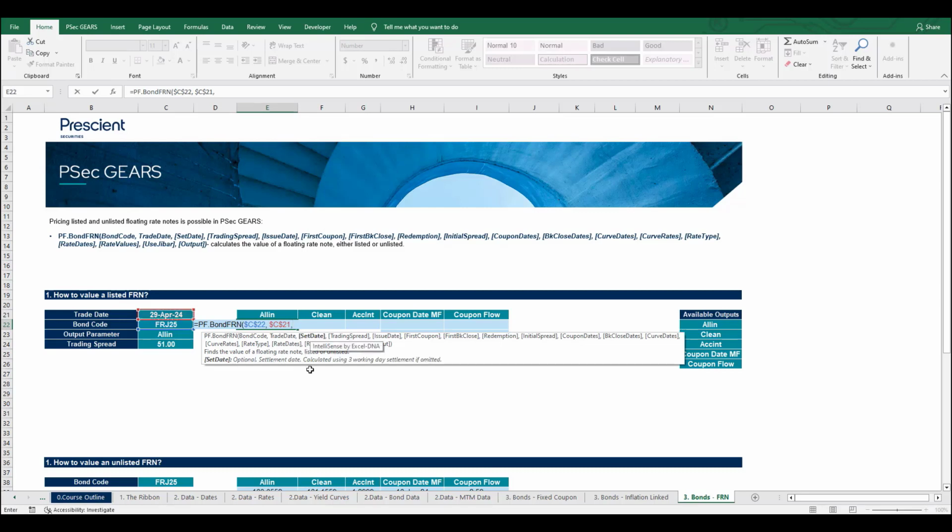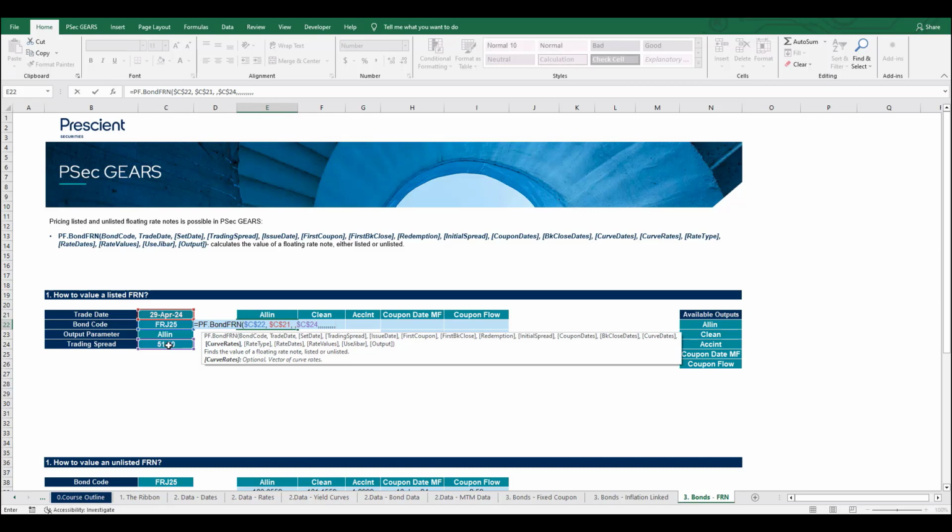If you remember correctly, these brackets mean that these are optional parameters, and this can get quite tricky in this function. But for now, I'm just going to run through this, and we're going to talk later, when we're pricing unlisted bonds, about what these actually do. So settlement date, we can leave blank. The trading spread we do actually need, so this is the trading spread over here.